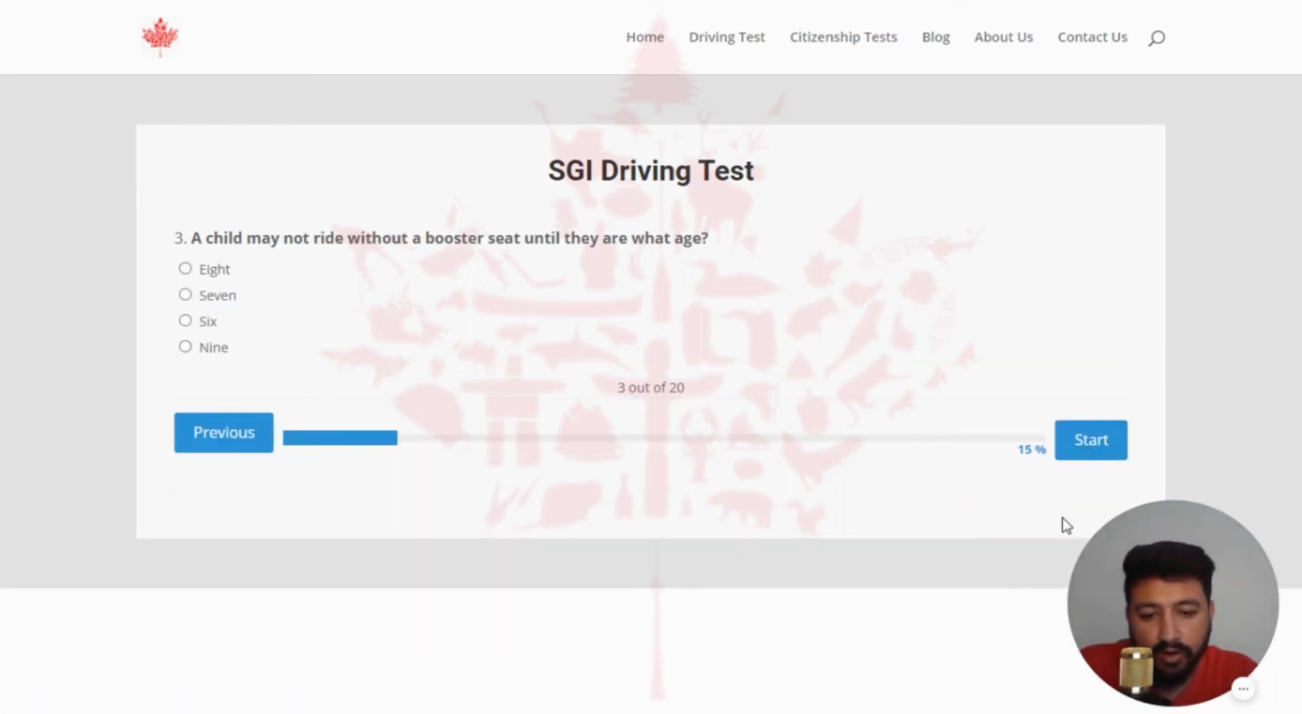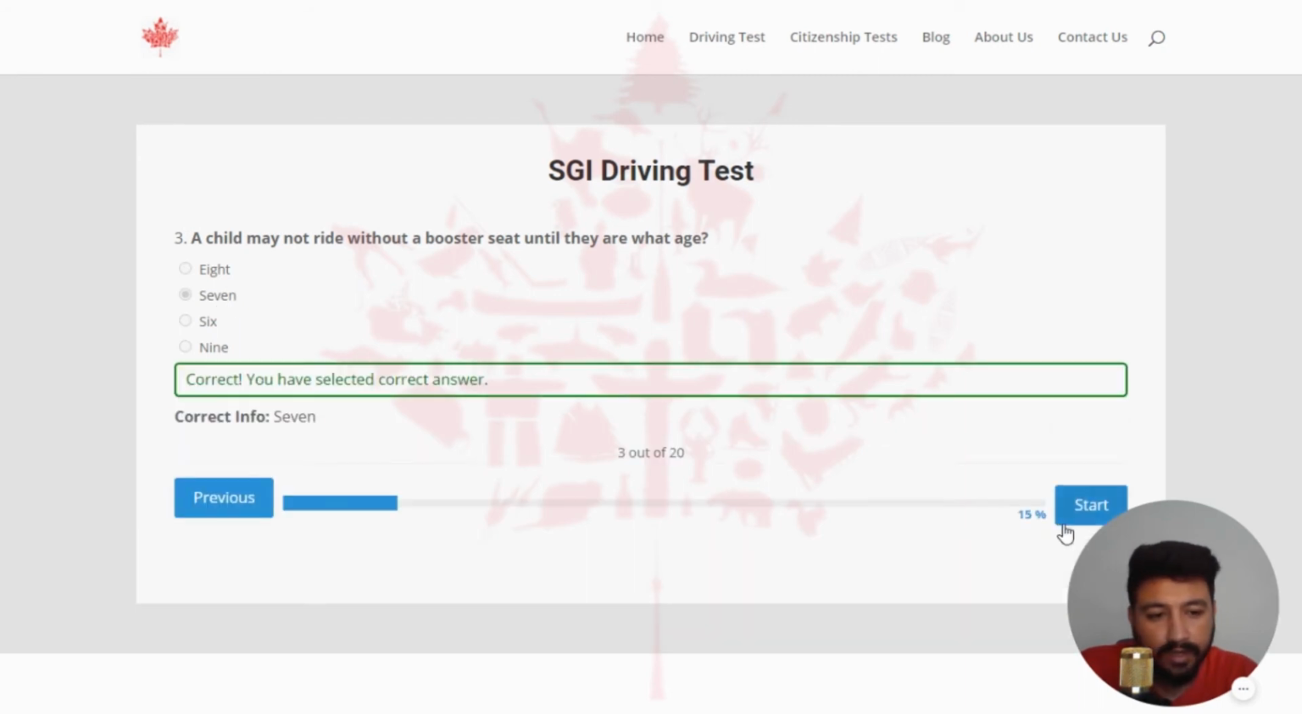Next, a child may not ride without a booster seat until they are what age? The right answer of this question is 7. So I will click on the second one, and next.